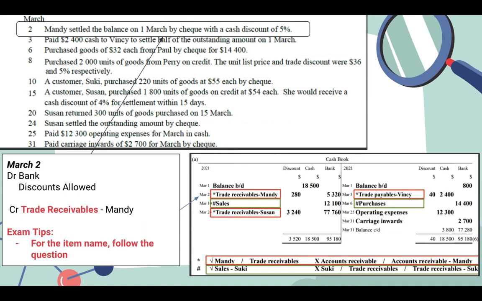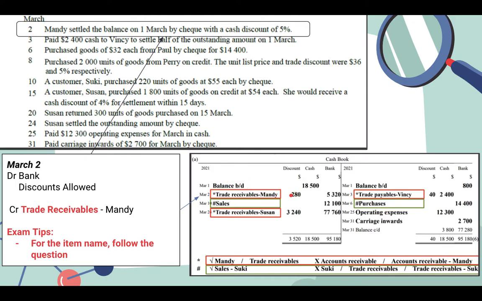For each day, I will give you the double entry as well. Like 2nd of March, we have received the Mandy settlement. We already did the calculation. So when we receive stuff, debit the cash book. When we pay stuff, credit the cash book. So debit trade receivable, Mandy being the counterparty. We debit the bank. We have the discount allowed here as well.